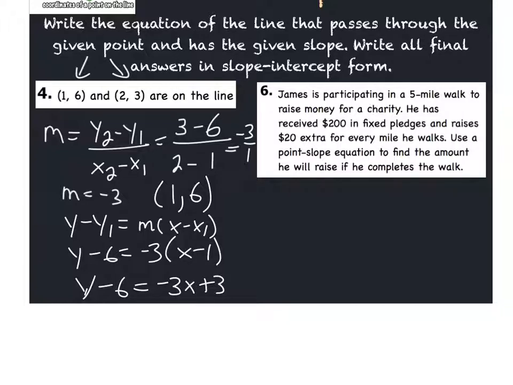Now, again, you're wanting to solve for y because you want this in slope-intercept form. You want to leave all your answers in slope-intercept form. So we'd have to add 6 on both sides. And that would give us y equals negative 3x plus 9. And there we would have it in slope-intercept form. That's when you're given 2 points. You first have to find your slope, then use any of your points to write an equation in point-slope form, then solve for y and get it into slope-intercept form.